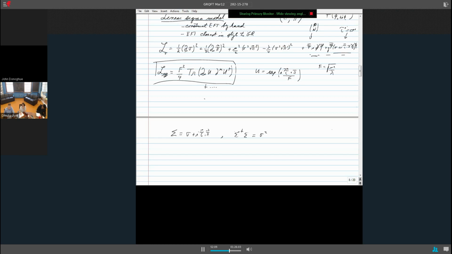Okay, so this is our goal, and let's start the pathway there. The first thing I want to do is rewrite the Lagrangian. So there's the Lagrangian. I want to define the object that sits right there as capital Sigma. Sigma is sigma plus I tau dot pi.